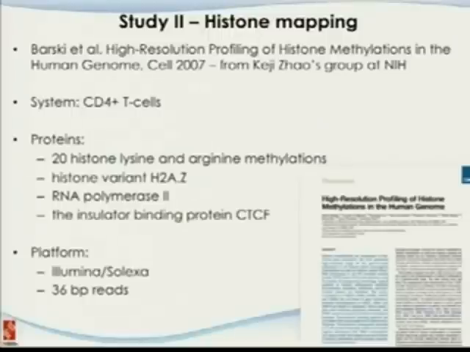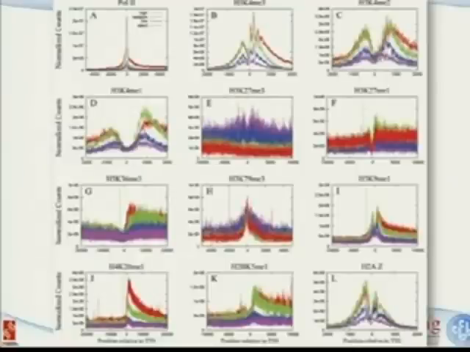And the platform they use is also Illumina. At this stage, they increased the read length to 36 base pair. And here are some of the figures I just copied and pasted from their paper. Basically, this is for RNA polymerase II, different histone markers, and histone H2AZ. The point here is each figure is centered at 0, meaning the 0 distance from the transcription start site of the gene. So it shows the distance between the gene and any genomic loci.